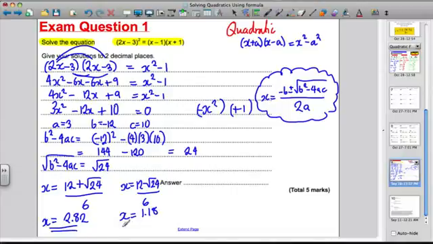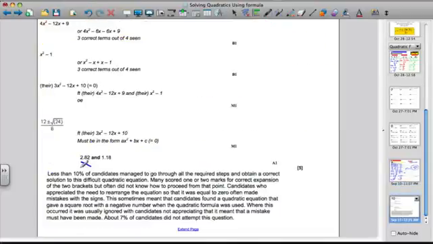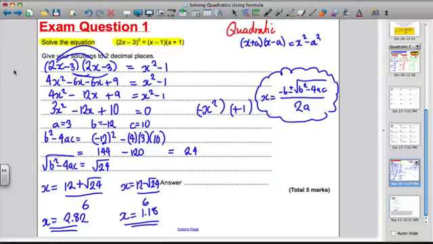There are 2 solutions. I would substitute back in an exam just to check they're right. Let's see what the examiner said. 2.82 and 1.18. Very good indeed. Very well done there.